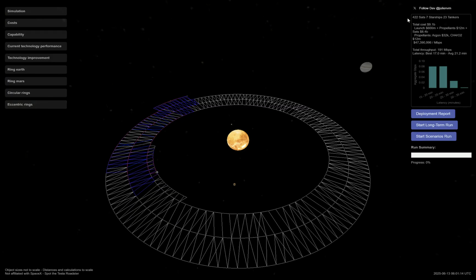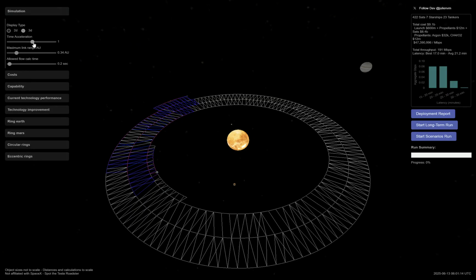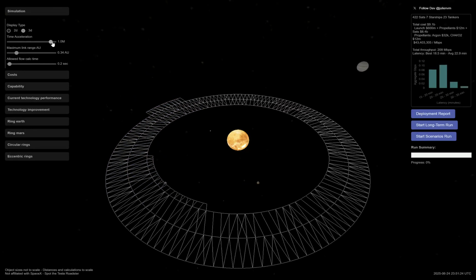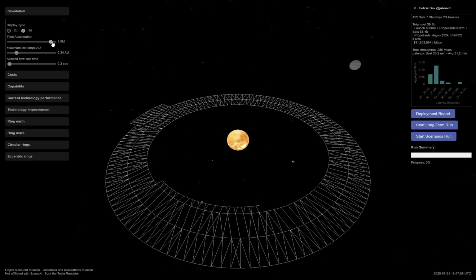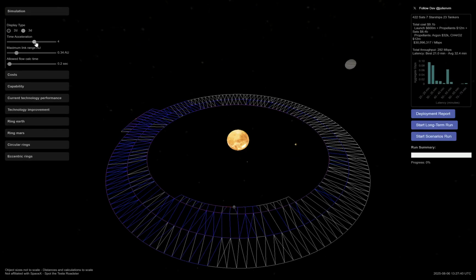If we look on the right side, we have the number of satellites, starships, and tankers, the total cost and the breakdown. The cost here per megabit per second, the actual total throughput at the moment, but notice that if you look at other dates, the throughput actually changes because the topology of the network does change. And we also calculate the latency. As an example, right now, about 300 megabit per second, and the latency between 21 and 32 seconds. This chart here reflects the actual latency of all the links in a histogram.